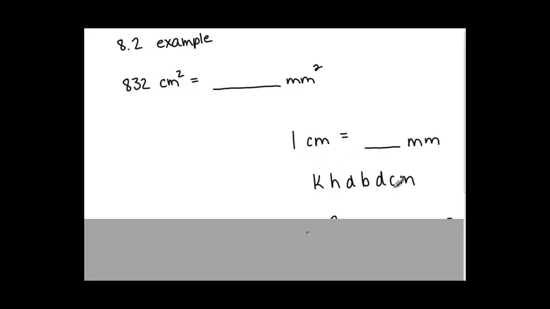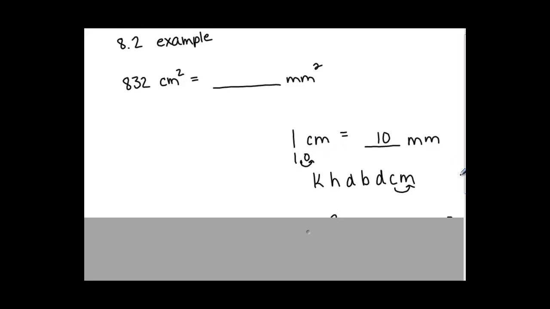If we begin in centimeters, to get to millimeters, I need to move 1 place to the right, 1 decimal place to the right. So if my decimal begins here, 1 decimal place to the right would give me 10. So we would have that 1 centimeter is equal to 10 millimeters.